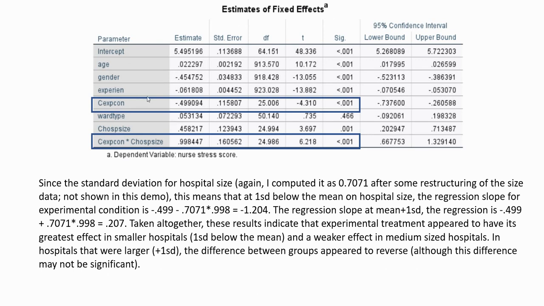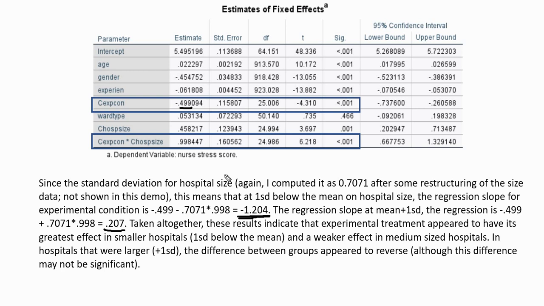Now in the PowerPoint, I was able to take that information from the regression slope for our experimental control variable and the interaction term, and also computed the standard deviation for hospital size at level 3. With that information, I was able to compute the predicted slope for the effect of the experimental control variable at one standard deviation below the mean on the hospital size variable and one standard deviation above the mean. When I did that, we ended up with a slope of negative 1.204 at one standard deviation below the mean, and at one standard deviation above the mean it was about 0.207. So as we move from smaller hospitals to larger hospitals, the slope changes from the most negative of negative 1.204 to negative 0.499 at the mean, and then to 0.207.